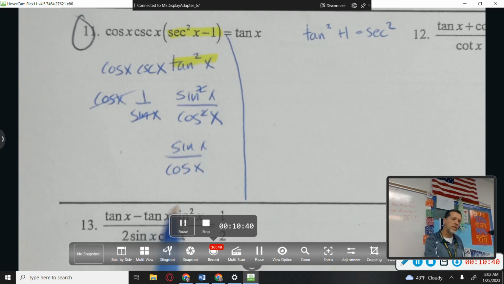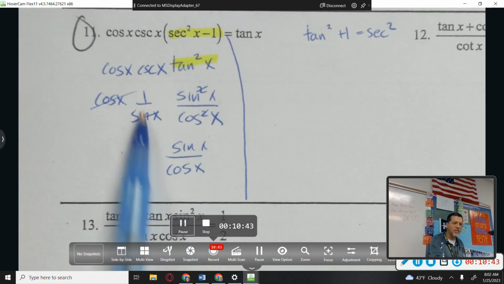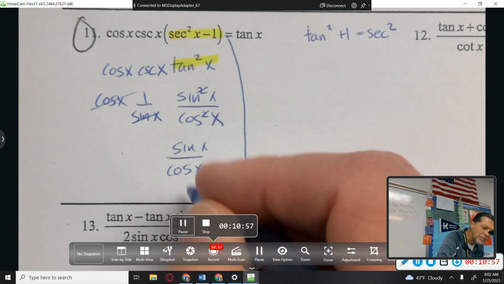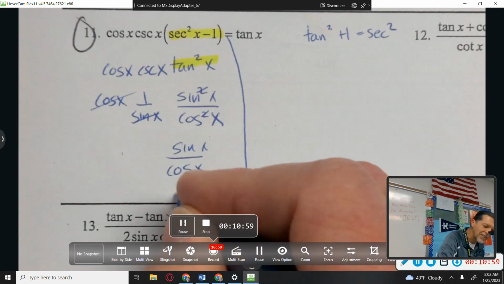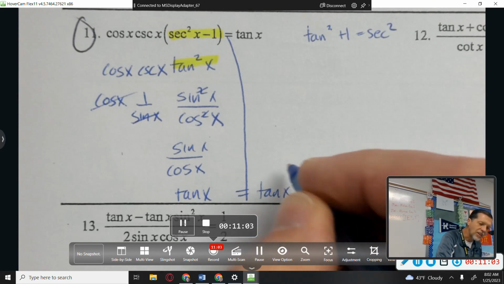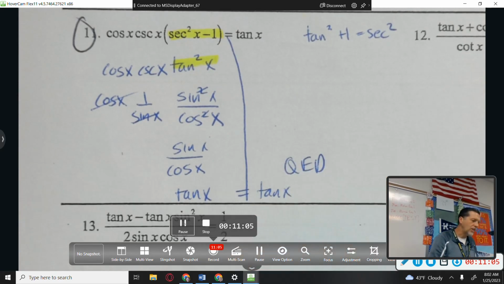So replace everything with sines and cosines. Lots of stuff cancels out. You're left with sine over cosine, which is what we're hoping for. Are you through with this proof yet? No. Like, you're almost there. You're on the doorstep. It's obvious what's next, but you've got to make the left look exactly like the right. So tangent of x equals tangent of x. Yay, you're done.